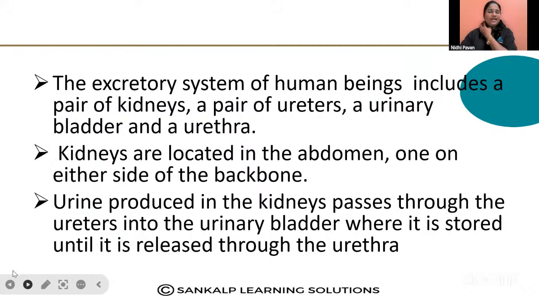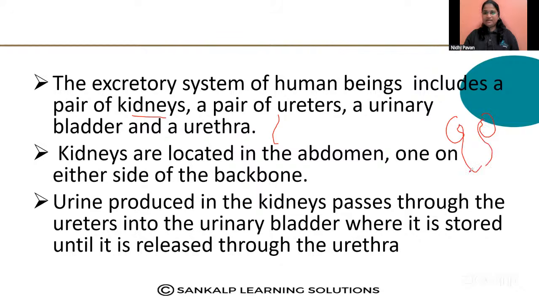So here, the excretory system of human beings includes a pair of kidneys, a pair of ureters. Let me just draw the rough diagram. A pair of kidneys, a pair of ureters, and a urinary bladder which has an opening called the urethra. Kidneys are located in the abdomen, one on either side of the backbone. So here the kidneys are located near the backbone, not on the front side.